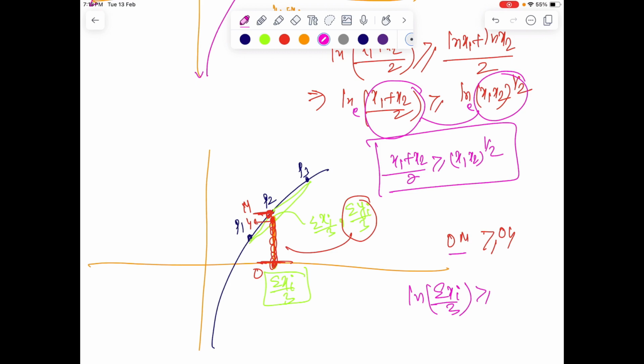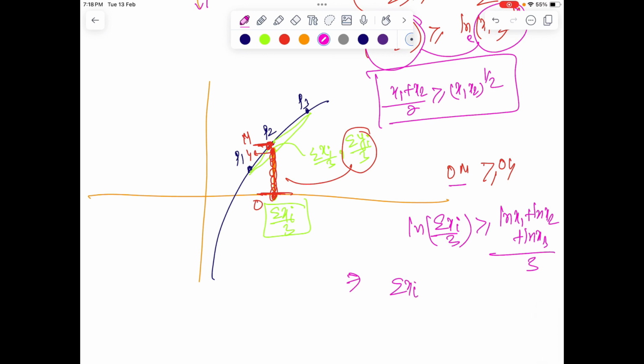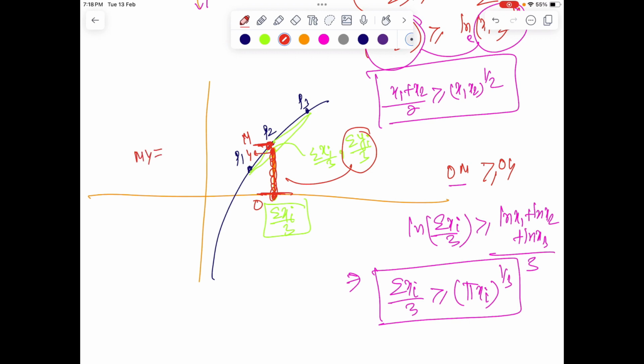So again, the OM value is nothing but ln of sigma xi over 3, which will be greater than or equal to sigma y by 3. So it's ln x1 plus ln x2 plus ln x3 by 3, and that straightforwardly gives you sigma xi by 3 is greater than or equal to the product of xi to the power 1 by 3.